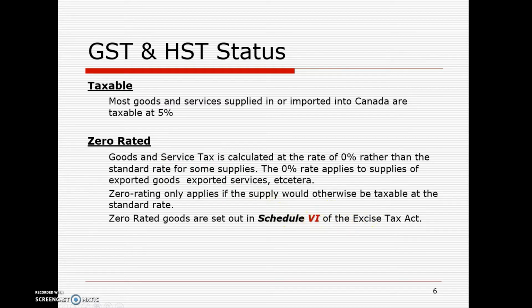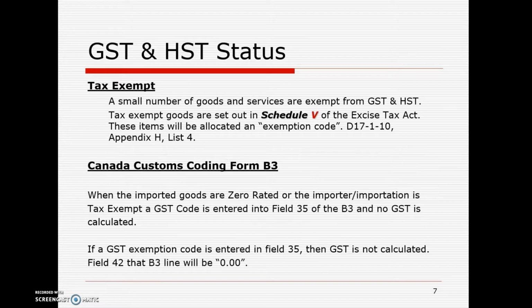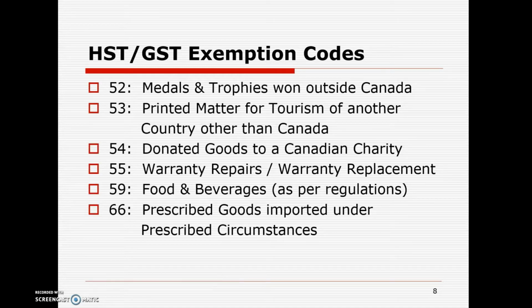So let's give you some examples when we import goods. On the B3, when we import goods that are zero rated, we don't put 5% into field 35 of the B3. We put in an exemption code depending upon what reason that company does not have to pay the GST. We'll be doing some of these in a little while, so don't worry if you don't really understand that, but just understand we don't put 0 in the GST amount in field 35, we put the exemption codes. Some examples of exemption codes.